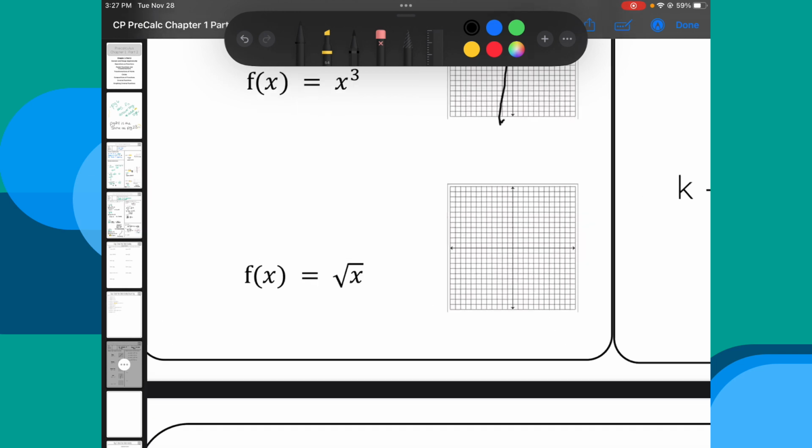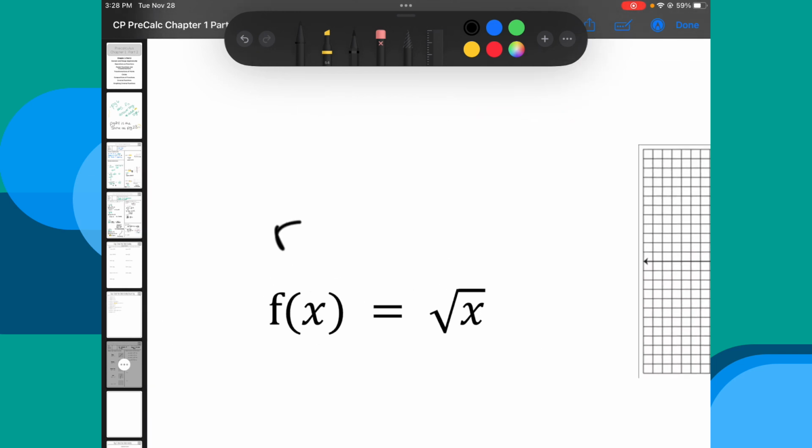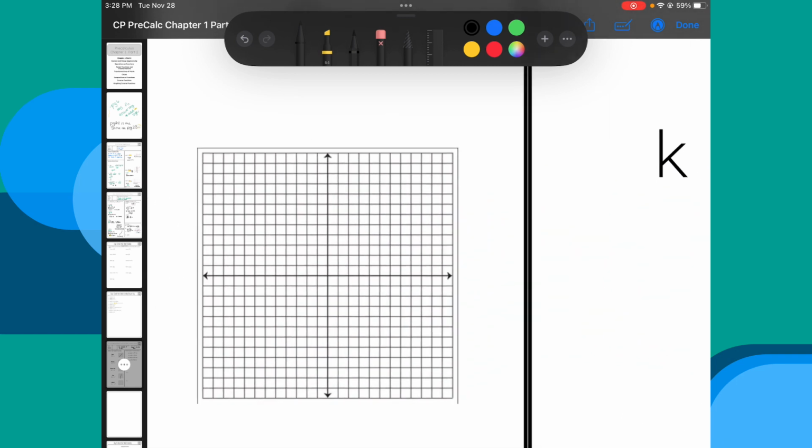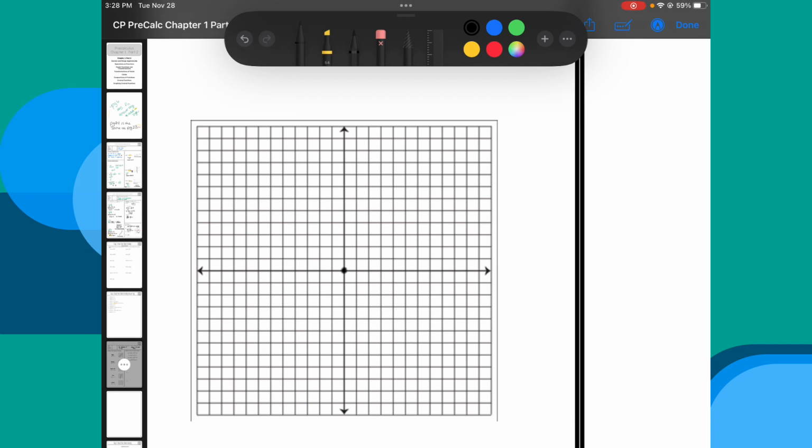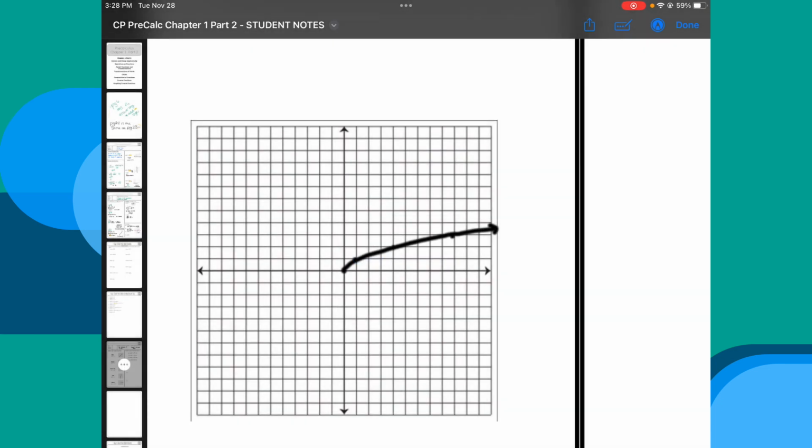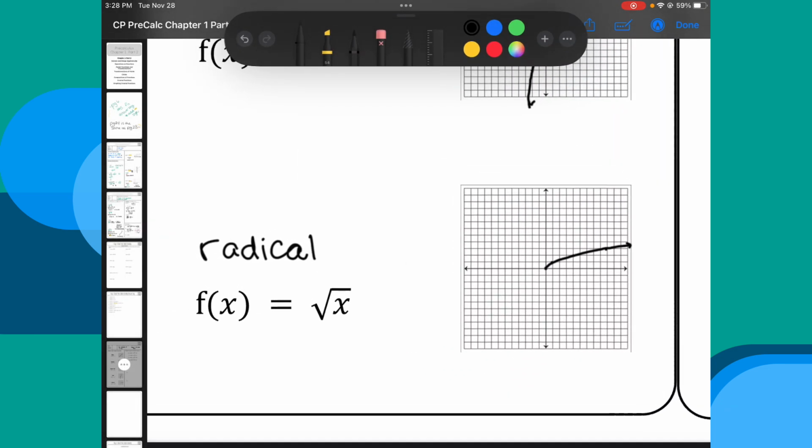All right, and then our last parent function that we're going to talk about is the radical. So y is equal to square root of x. Again, we're going to start at that origin. If I plug in 0, I get out 0. If I plug in 1, I get out 1. If I plug in 2, I get the square root of 2, which is hard to graph. So I'm going to go to the square root of 4 because I know 4 will give me 2. I also know the square root of 9 will give me 3. So I'm choosing numbers in my domain that are giving me whole numbers in my range when I graph that parent function. And there's my parent function of the radical.